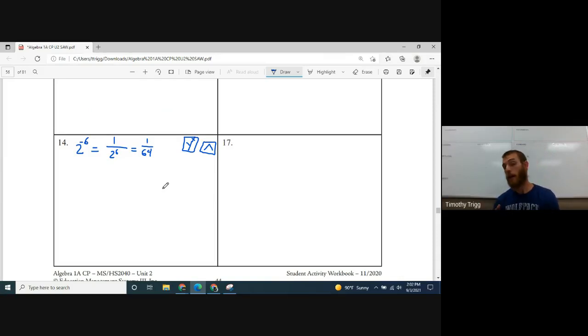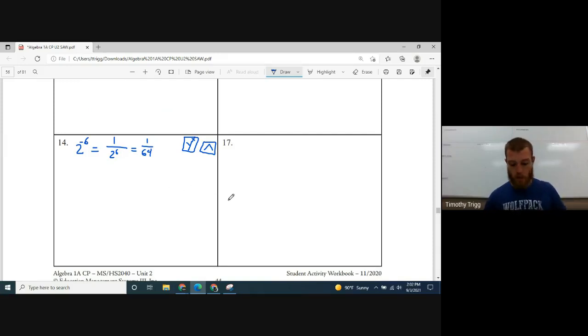Now, if you can't figure out how to do that on your calculator, you could always just do 2 times 2 times 2 times 2 times 2 times 2 and get the same answer. But that takes a lot more time and you're much more likely to make a mistake by putting too many or too few 2's.